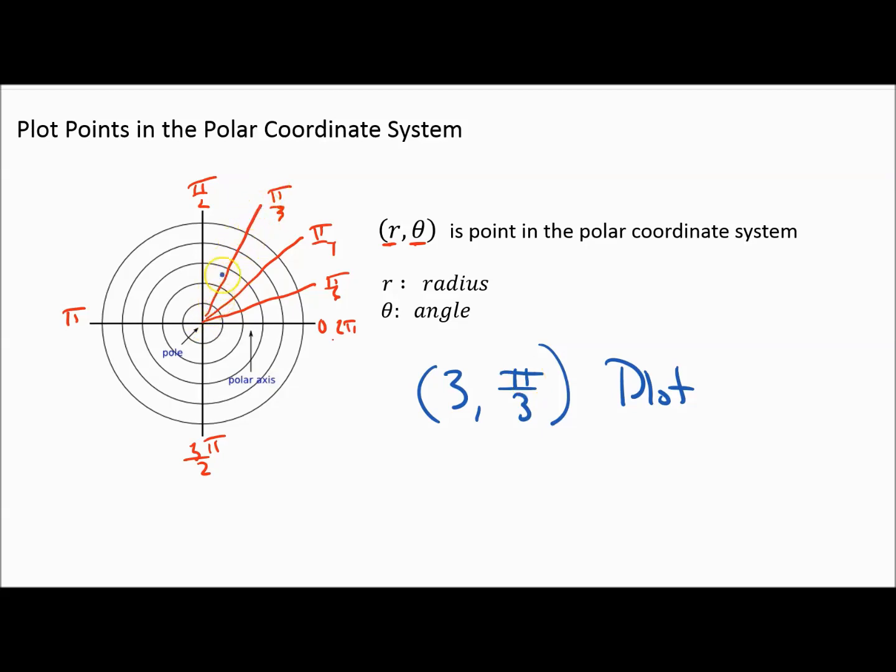And actually, it goes this way, and it does continue backwards. We'll explain why you would go backwards, because I know you're thinking, hey, that's 4 pi over 3 down there, and it is. We'll talk about that in a minute. But if I go to pi over 3 and then I count out 3, so 1, 2, 3, this point right here would be the polar graph of 3, pi over 3.